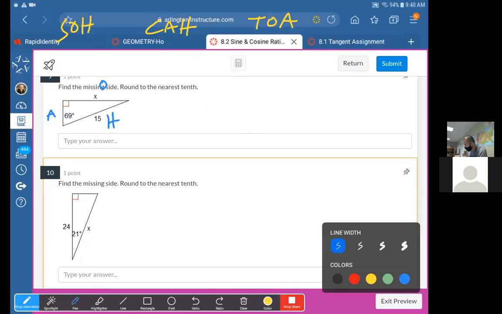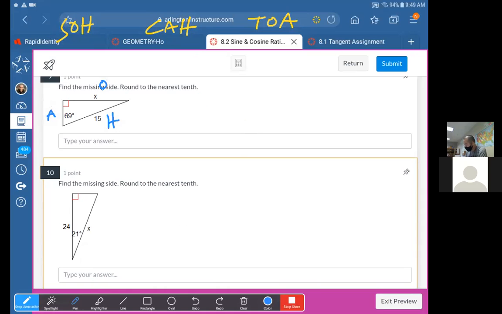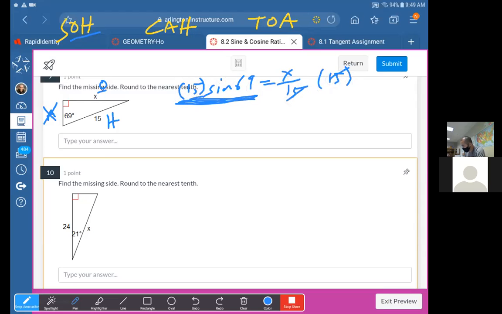So on this one, you don't have the A, you have O and H. So that's this here. So sine of the angle equals x over 15. So this is our easy version. Multiply both sides by 15. This reduces to 1. Plug this in the calculator, you get the answer.